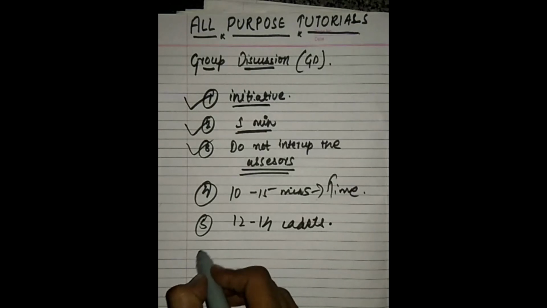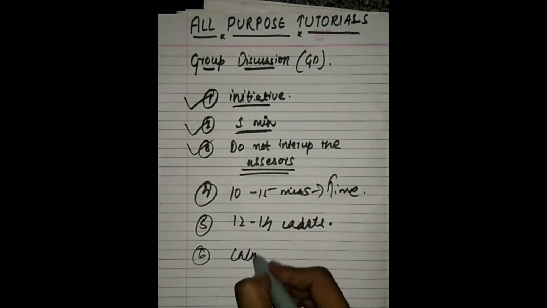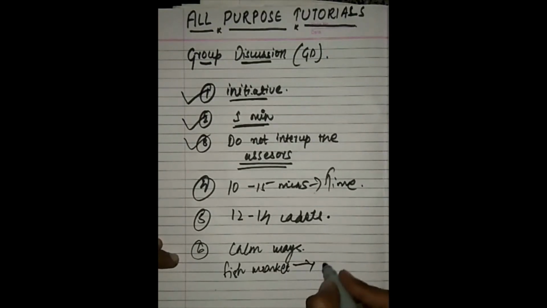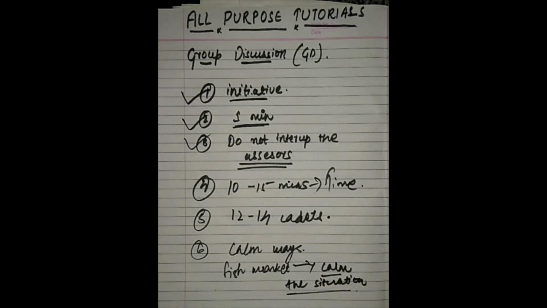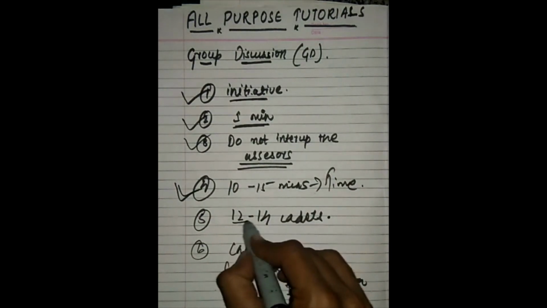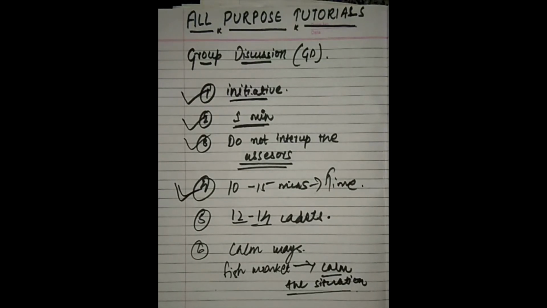And the sixth point is, try to do the group discussion in a calm way. If the group discussion is turning into a fish market, try to calm the situation. It shows that you have leadership qualities, and you can handle any situation like these, where people sometimes get aggressive because there is only 10 to 15 minutes, and the group will be of 12 to 14 cadets, and not every cadet there will get a chance to speak, so you have to fight there to speak. But do not let that group discussion turn into a fish market. And if that happens, please try to calm the situation there.